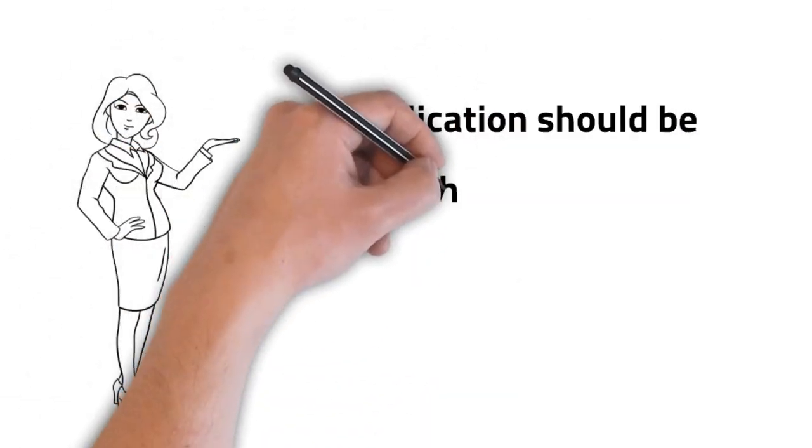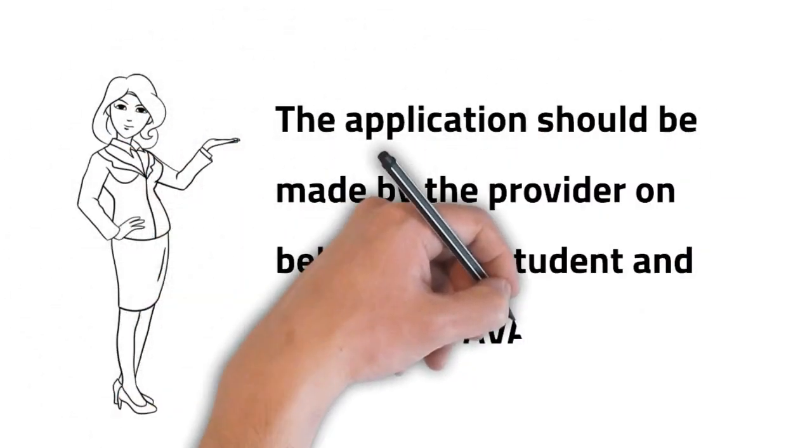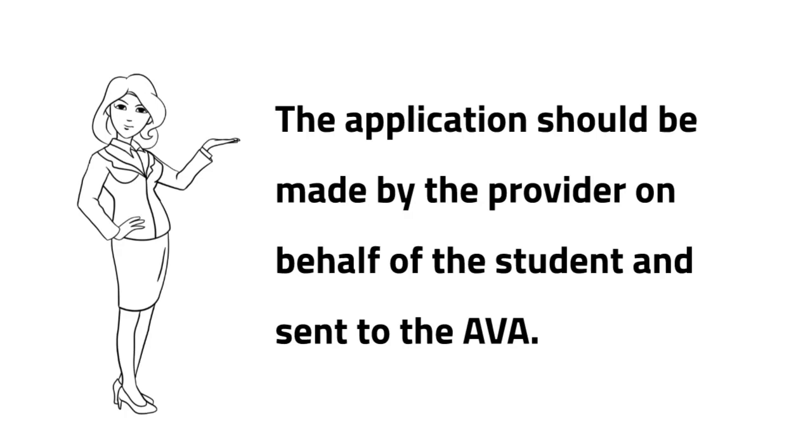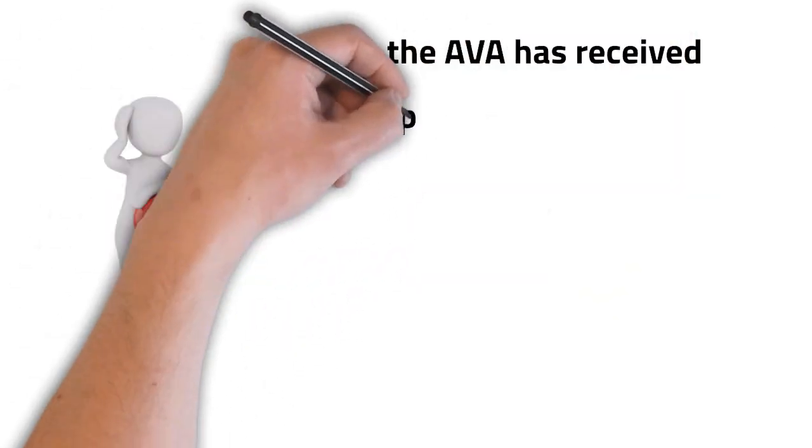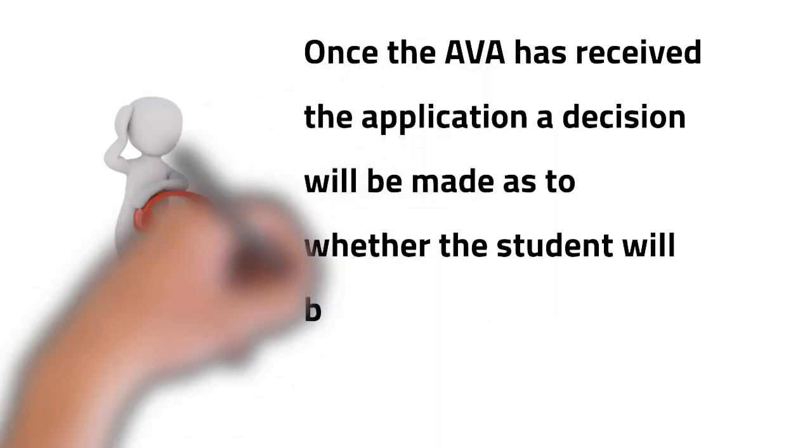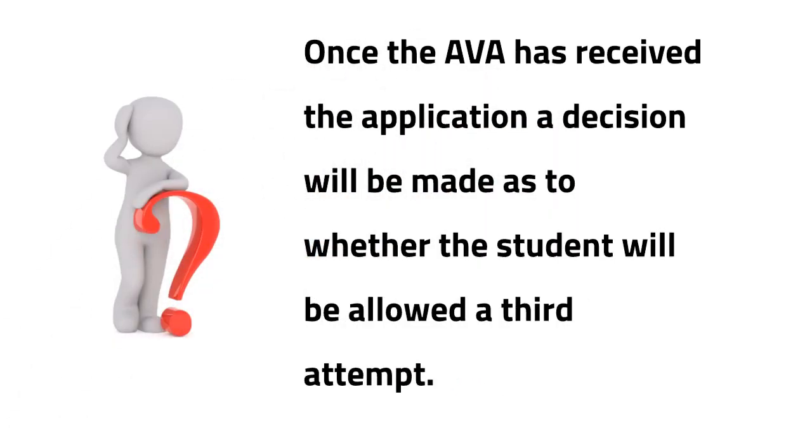The application should be made by the provider on behalf of the student and sent to the AVA. Once the AVA has received the application, a decision will be made as to whether the student will be allowed a third attempt.